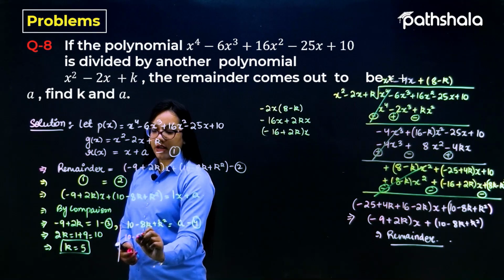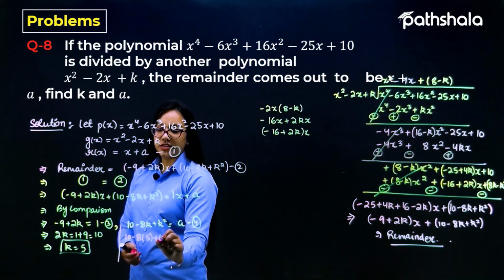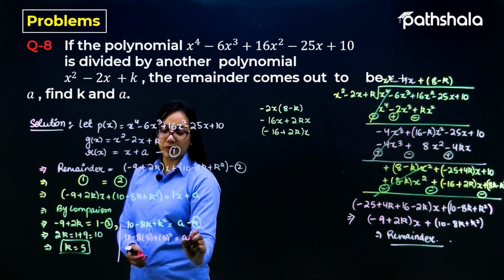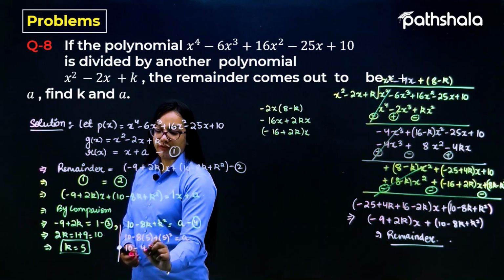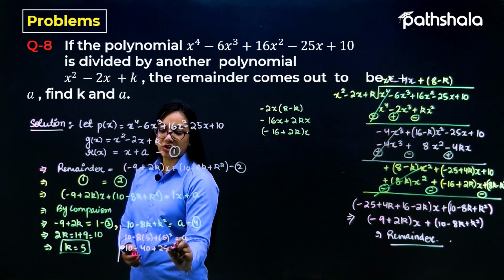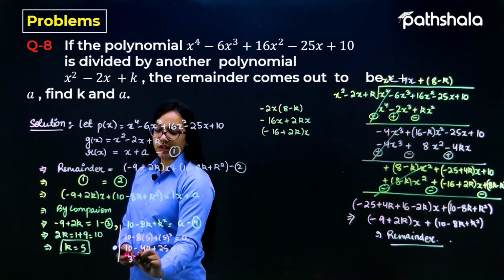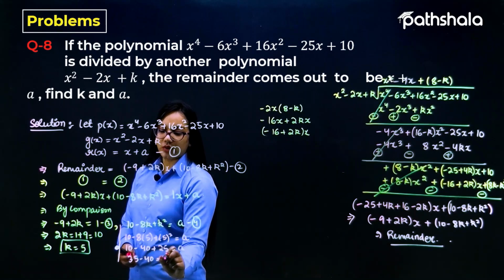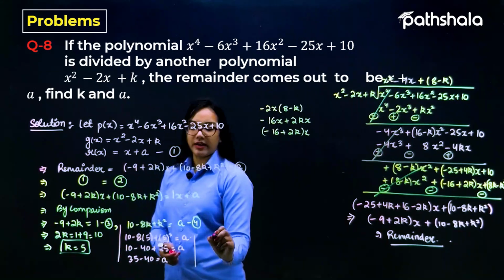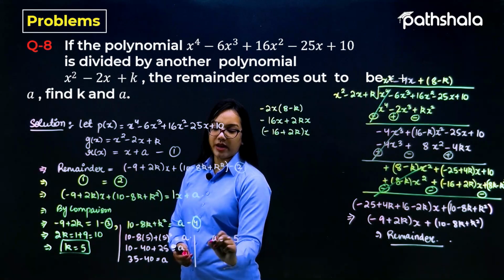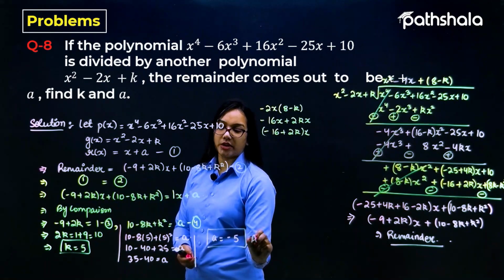So it would be 10 minus 8 into 5 plus 5 whole square is equal to a. So it is 10 minus 40 plus 25, which is equal to a. So it will be 35 minus 40, which is equal to a. So at the end we are getting a equal to minus 5. So this is nothing but our answer.